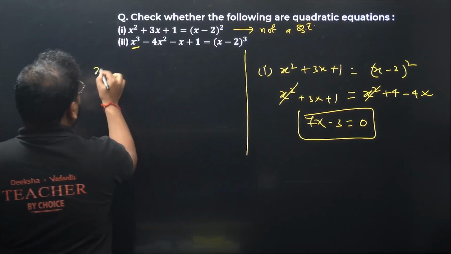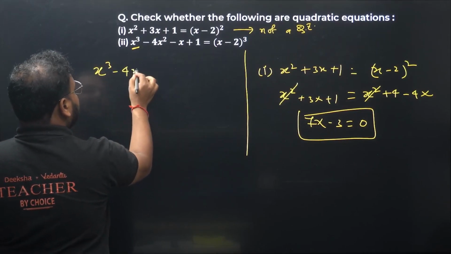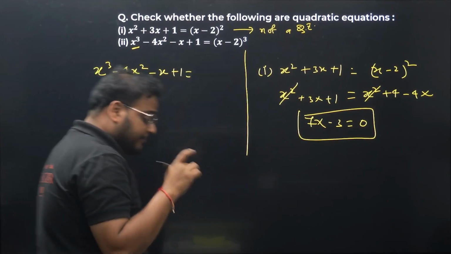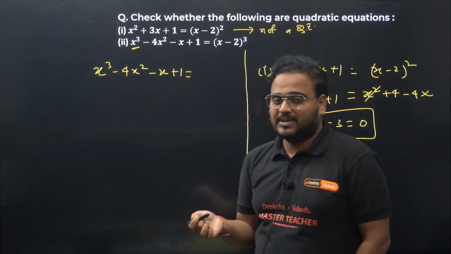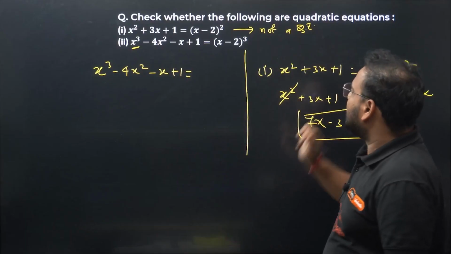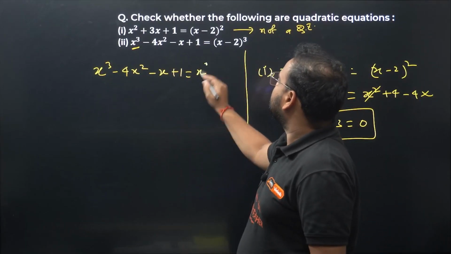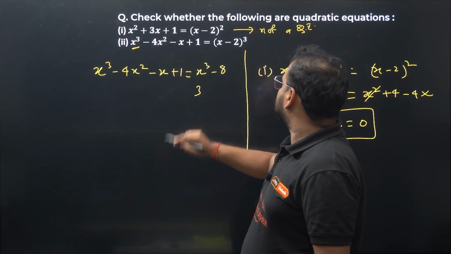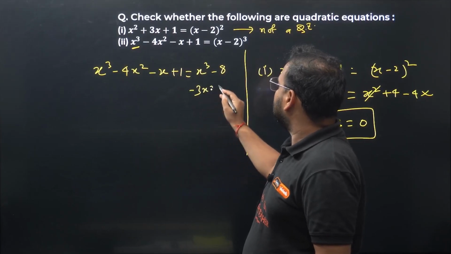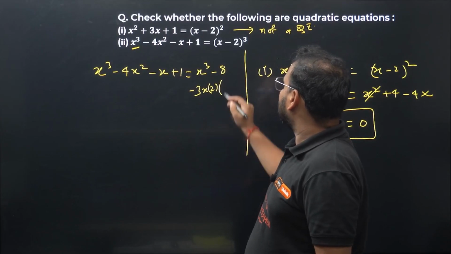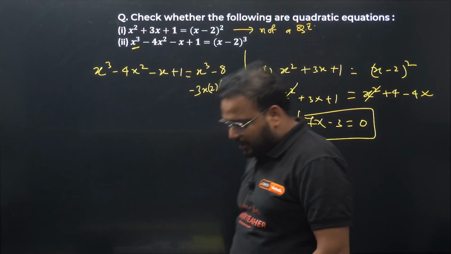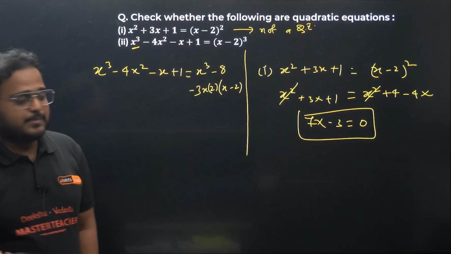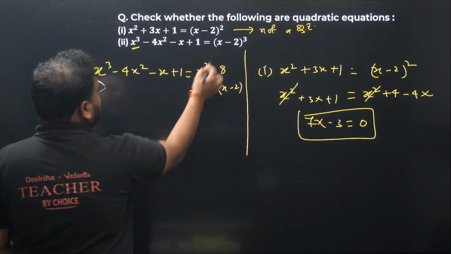We get, of course, this is as it is: x cube minus 4x square minus x plus 1. What about this? Now the formula will be a minus b the whole cube, the identity we have learned. Let's apply this. So I'll have x cube, next minus 8, and minus 3 times x into 2, times x minus 2. That's the formula: a cube minus b cube minus 3ab(a minus b). Great, have a look. So this x cube and x cube is cancelled.